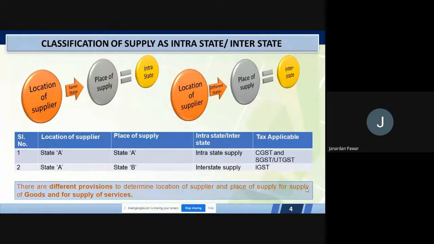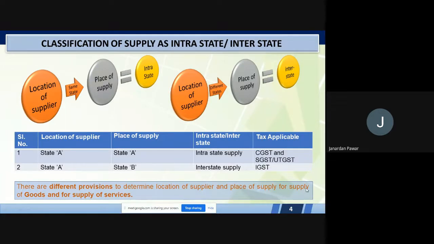If you want to understand the concept of intrastate and interstate, you need to have the knowledge of two different concepts. What are those two concepts we need to have knowledge of? First of all, we need to understand the concept of location of supplier.